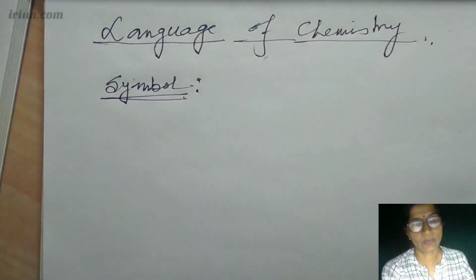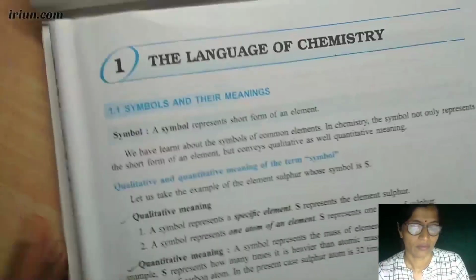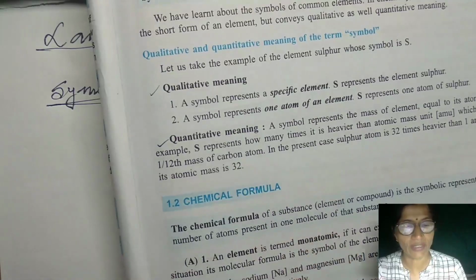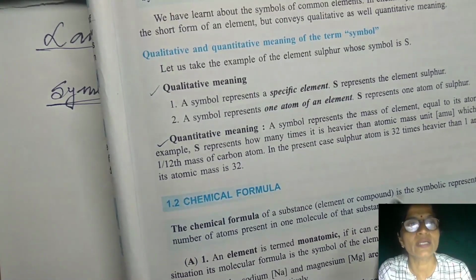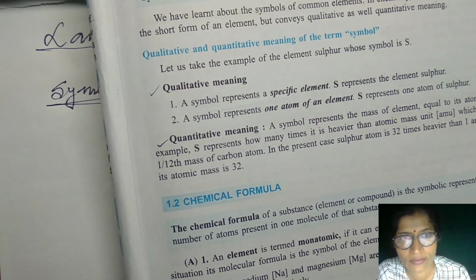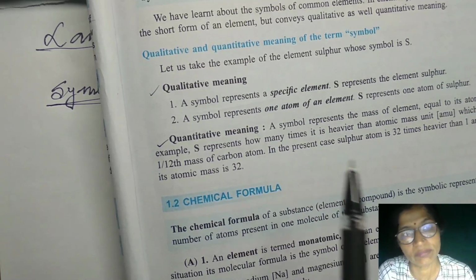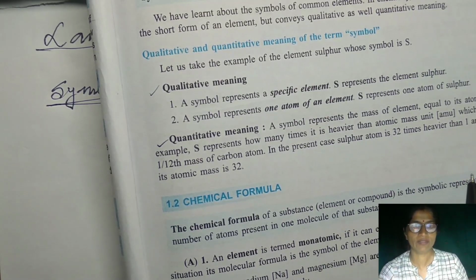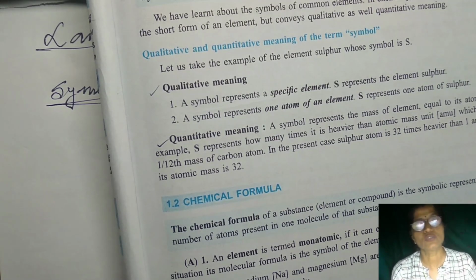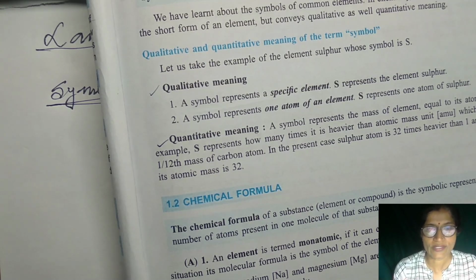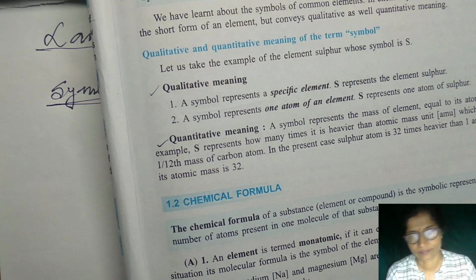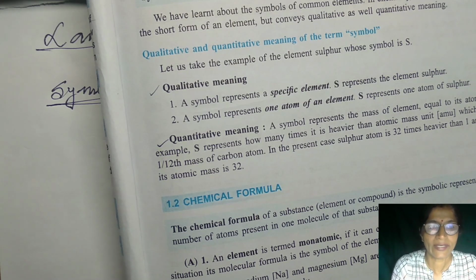Now next we will know about the importance of the symbol, that is its qualitative meaning and quantitative meaning. Qualitative meaning: a symbol represents a specific element. For example, suppose I write S, then S represents sulfur. I write H, H represents hydrogen. And second thing is that a symbol represents one atom of an element. Like S represents one atom of sulfur. I write O, O represents one atom of oxygen.